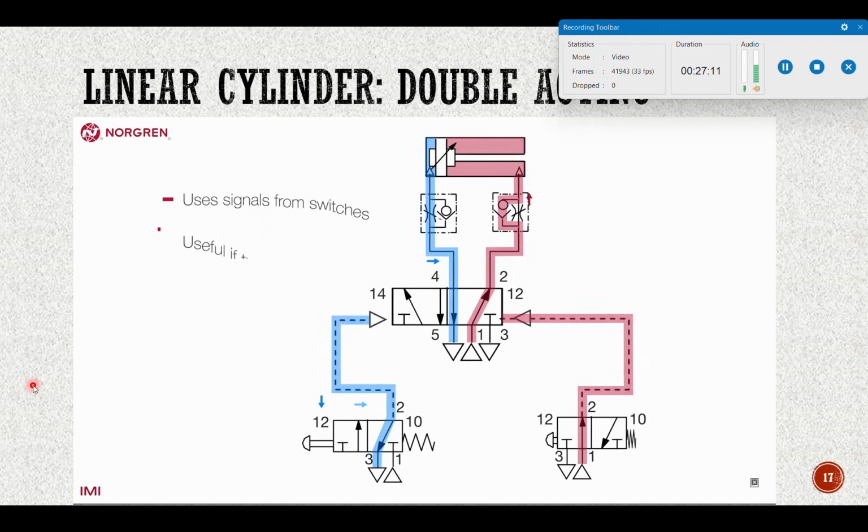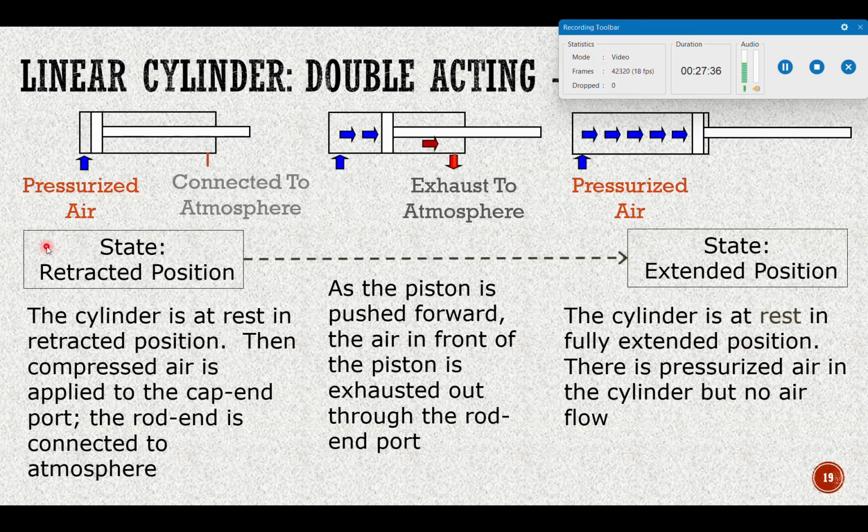So for a double acting cylinder, we have pressurized air in one port and then the other port connected to atmosphere. So it will go extending, and the exhaust goes to the atmosphere. Then we have fully pressurized air in the cylinder, so it would extend fully. Okay, so the cylinder is at rest now. So the pressurized air is in the cylinder, but there's no airflow anymore when it's fully extended.